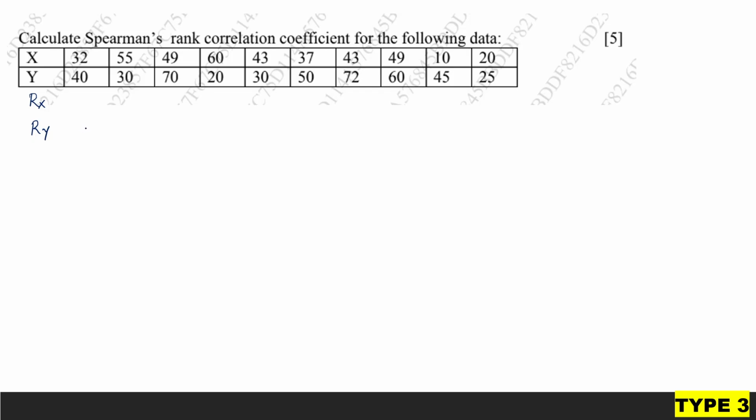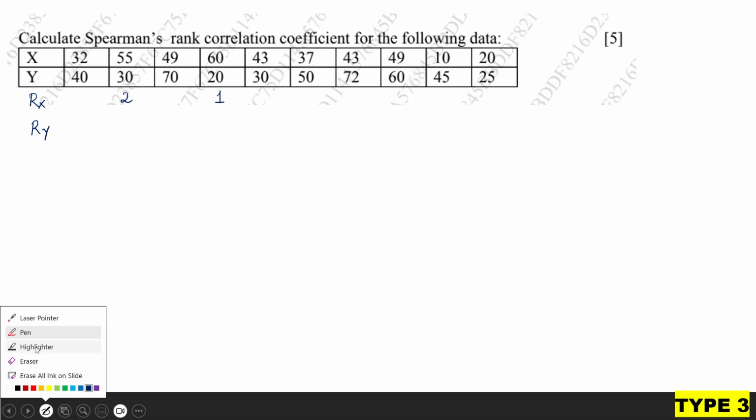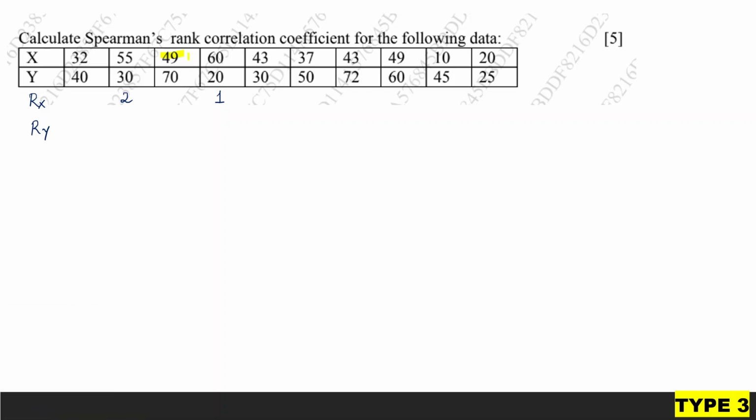So now here again you can go from minimum to maximum or maximum to minimum. This time let's try maximum to minimum. The maximum value in the X data is 60, so Rx for 60 will be 1. After that, lower than that is 55, so the second rank will be for 55. After that there is 49 repeated twice. Observe, 49 is repeated twice in the value of X.